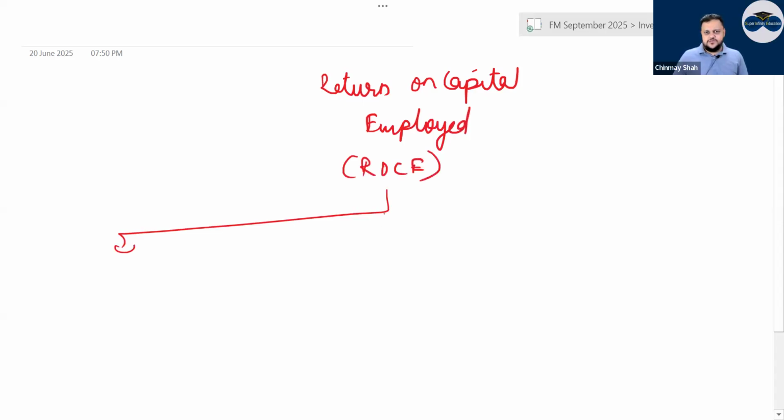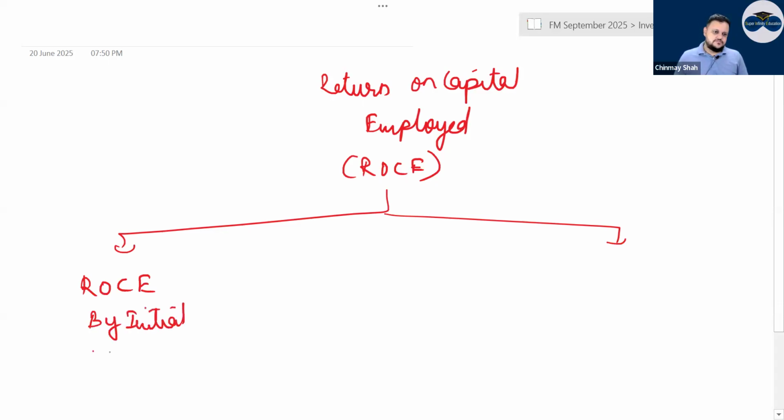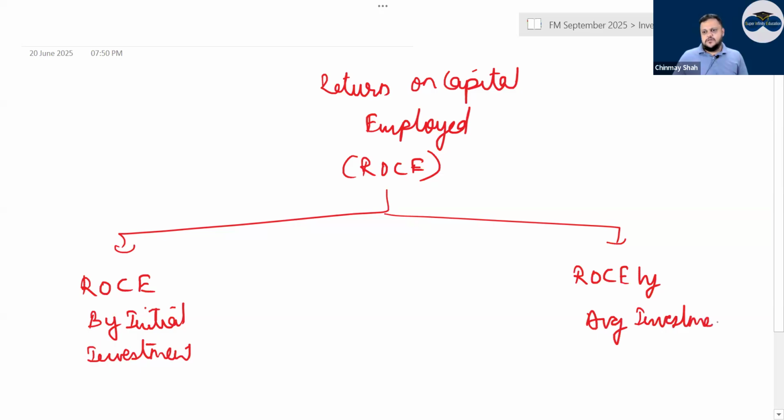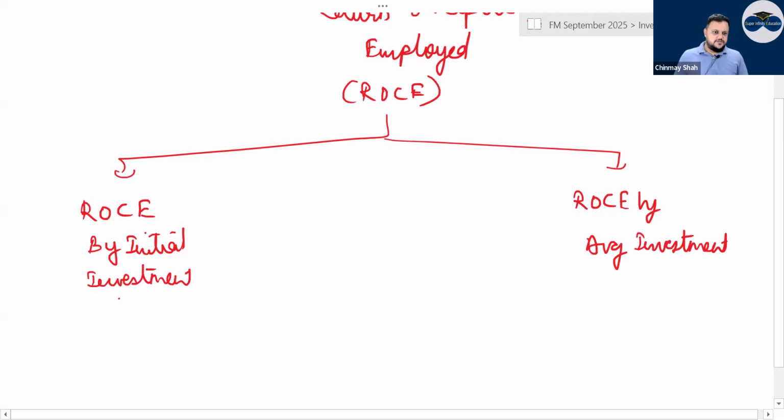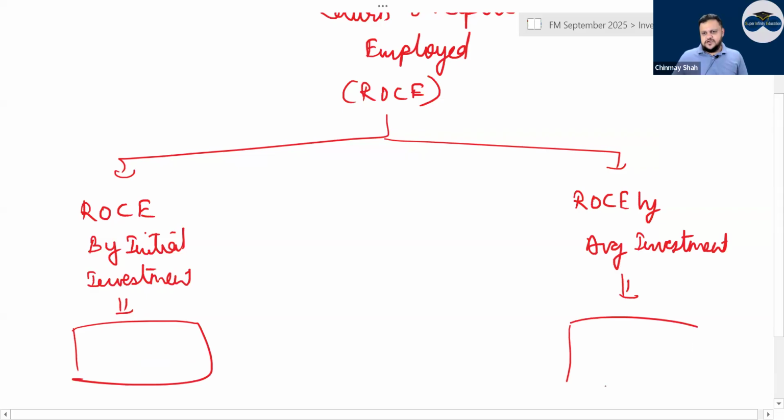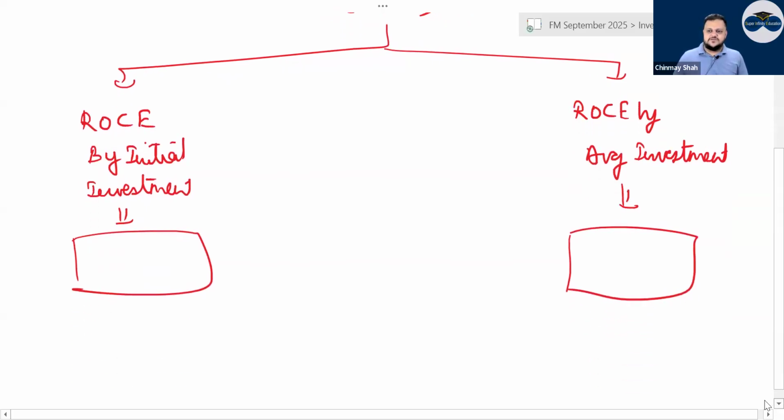पहले टेबल बना लो. दो पार्ट. ROCE by initial investment, and ROCE by average investment. Leave space for two formulas. Correct. Both the formulas, थोड़ा leave 7-8 lines.